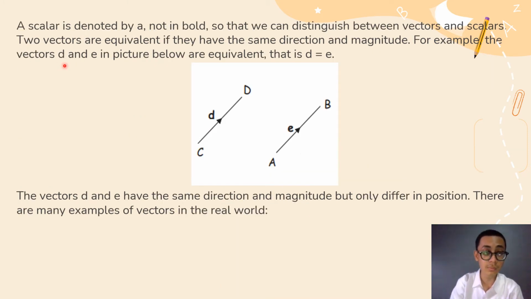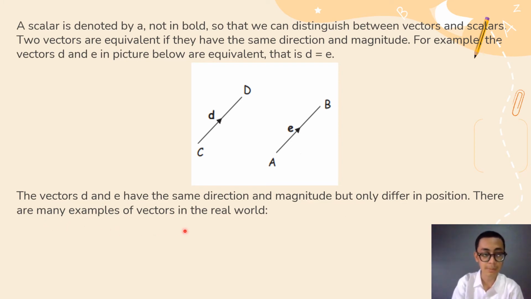Next, a scalar is denoted by A, not in bold, so that we can distinguish between vectors and scalars. Two vectors are equivalent if they have the same direction and magnitude. For example, the vectors D and E in the picture below are equivalent, that is D equals E. The vectors D and E have the same direction and magnitude, but only differ in position.